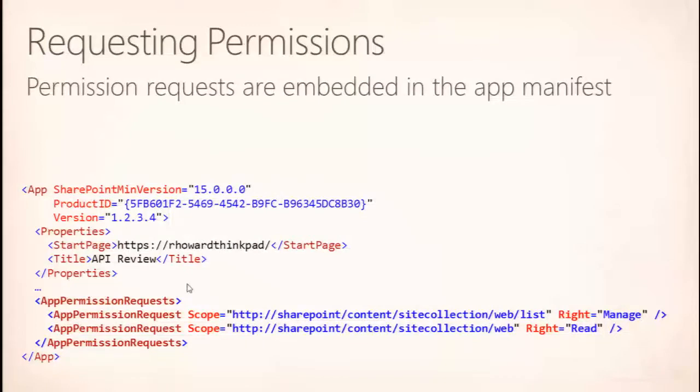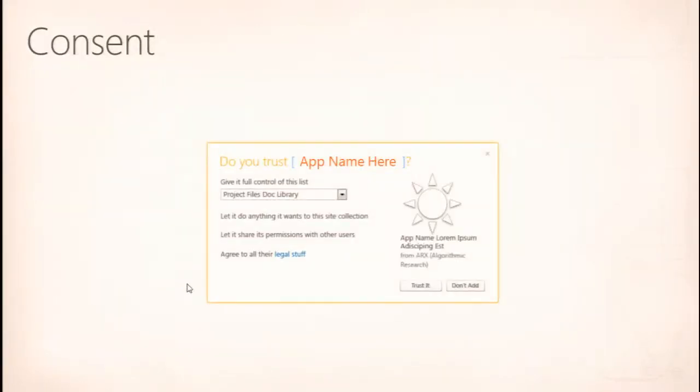And when you install that app, when the end user installs that app, we take that XML and we convert it into a consent dialog. We say, do you trust this application to do this set of things? And we describe it to them, and they get to say either they trust it or they don't trust it. It's an all or nothing thing. You're not going to end up in a situation where you only have half the permissions you asked for. The user either trusts you with all the permissions you need to run, or you don't.